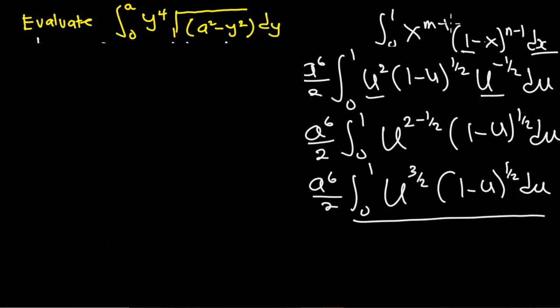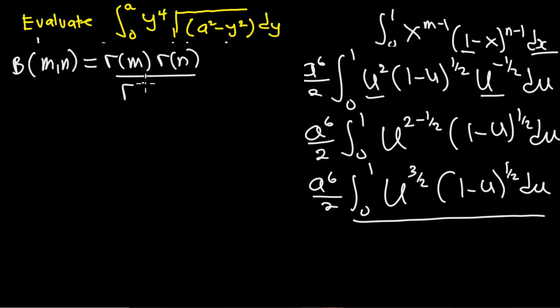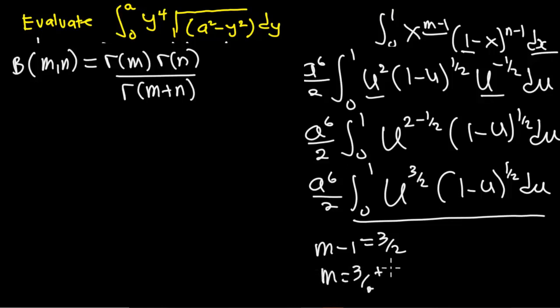So having obtained something similar to the beta distribution, it follows that we are going to use beta of m, n is equal to gamma of m times gamma of n all over gamma of m plus n. And then when we compare this with the beta distribution over here, we can realize that m minus 1, which is over here, is the exponent here. So it's equal to 3 on 2, which we are going to have m to be equal to 3 over 2 plus 1.